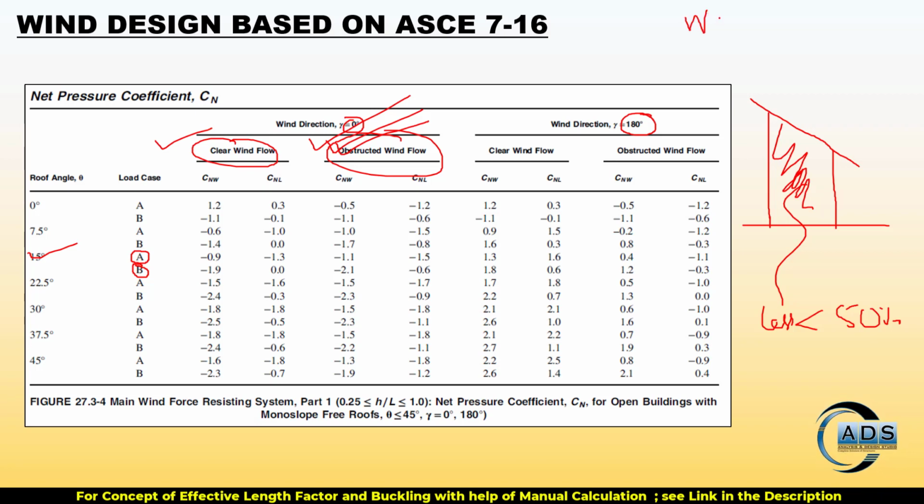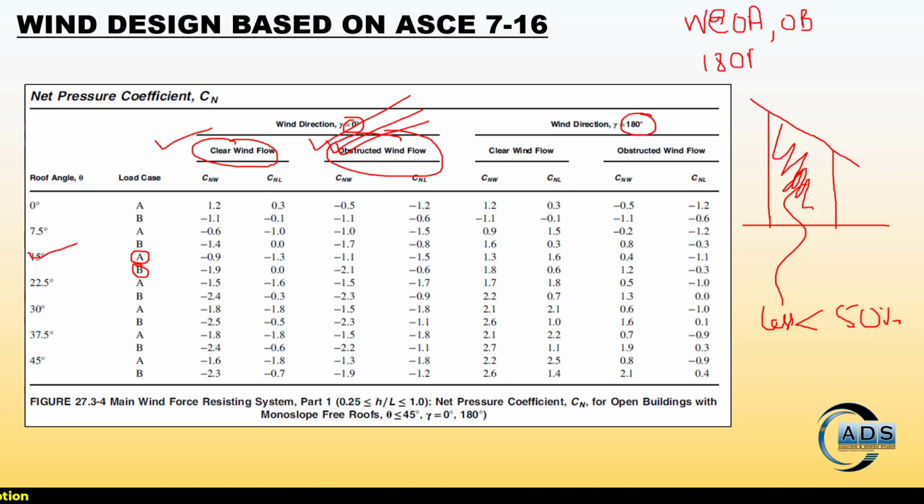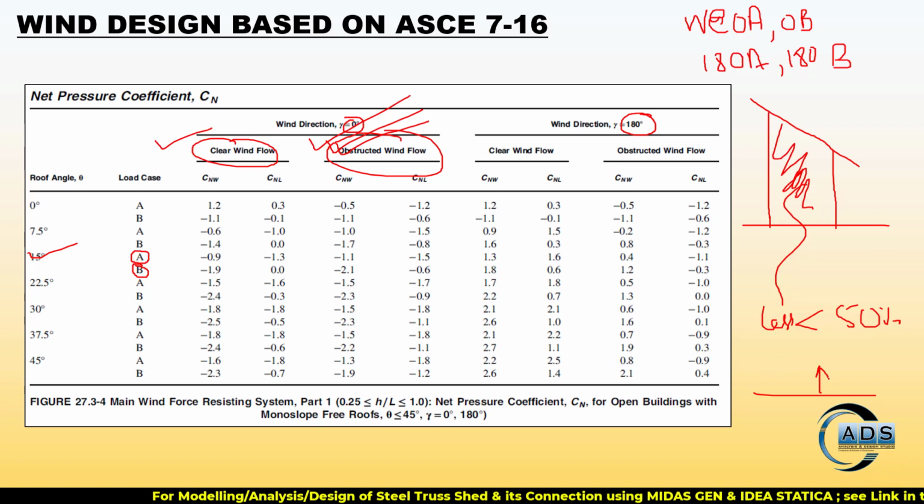Wind at 0A, similarly wind at 0B, then wind at 180A and wind at 180B. Okay, so these are the coefficients. Plus minus is similar to what we have discussed in the wind calculations video series: the negative sign indicates that the pressure is away from the structure and the positive sign denotes that the pressure is towards the surface of the structure.